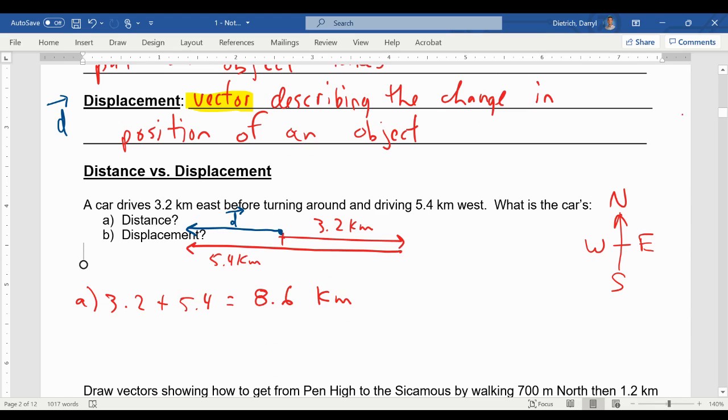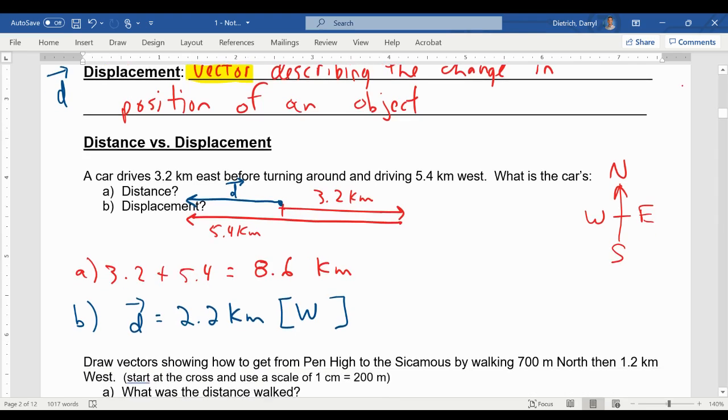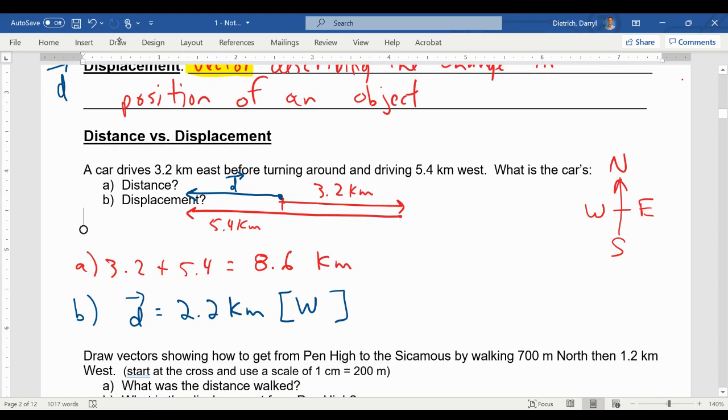So in this case, if we're looking to solve part B, finding the displacement, really we're looking at how far, or how long, that vector is going to be. So that'll be 5.4 minus 3.2, or our displacement is 2.2 kilometers. And with displacement, we always have to indicate a direction. So which direction is that vector pointing? Well, it's pointing west. To indicate direction with Cartesian coordinates, we'll usually use square brackets, like you can see on the page. So that question is done.